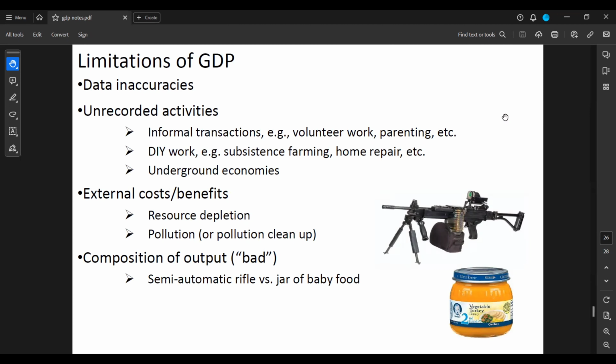Limitations of GDP. Data inaccuracies, unrecorded activities, for example, informal transactions, for example, voluntary work, parenting, etc. DIY work, or do-it-yourself work, for example, subsistence farming, home repair, etc. Then we have the underground economies. Then we have external costs or benefits, resource depletion, pollution or pollution cleanup, and then we have the composition of outputs, that is, a semi-automatic rifle versus baby food.